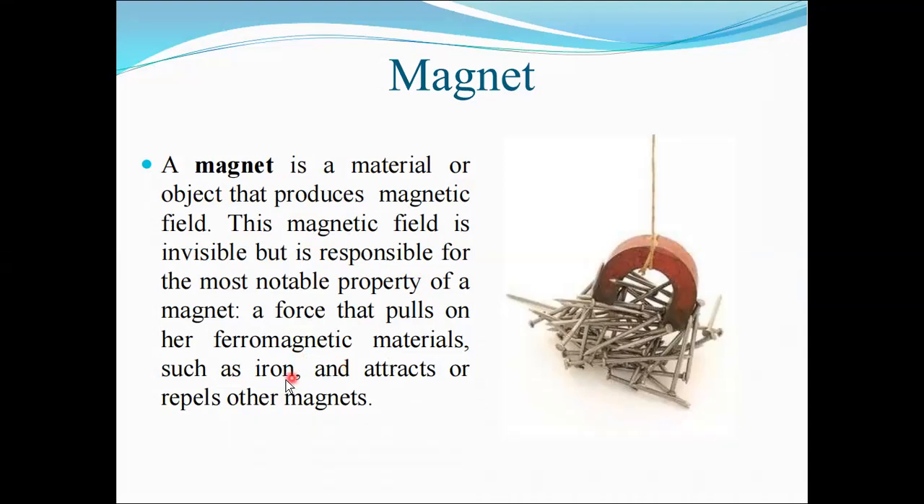Iron is actually called a ferromagnetic material, and it creates the highest magnetic field. This is why it is called ferromagnetic, and it attracts or repels other magnets. So this is an example of attraction and creating a magnetic field.